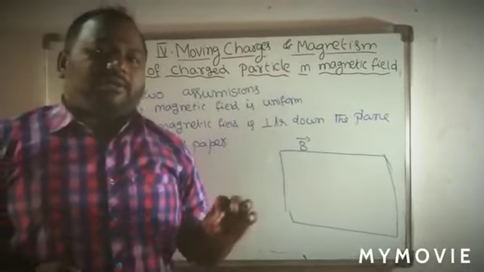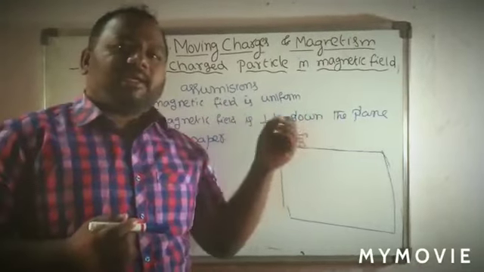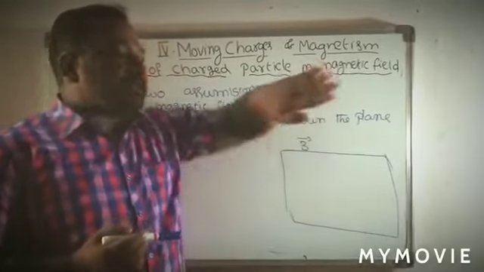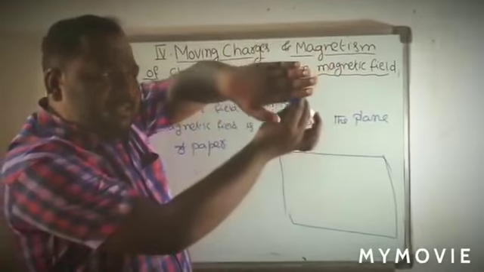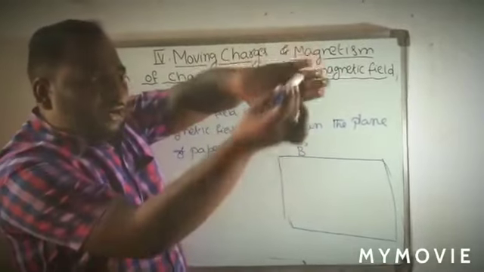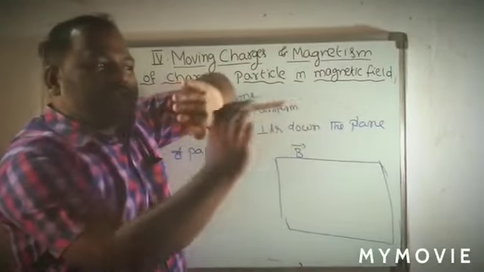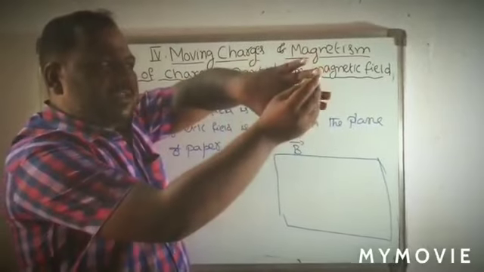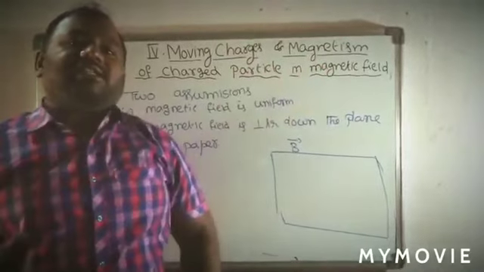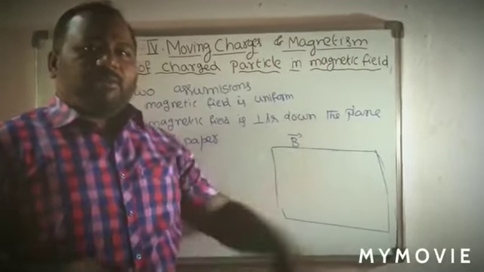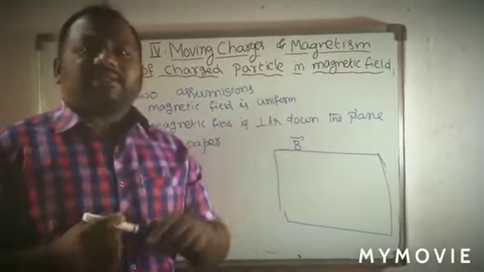So we are going to take the concept that the field is perpendicular down to the plane. The board can be taken as a plane and the field is making 90 degrees and going down. So this is the board, the field is into the board, and the angle between the board and the field is 90 degrees. That is called perpendicular to the board.